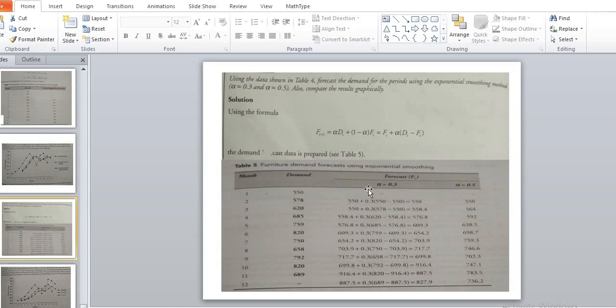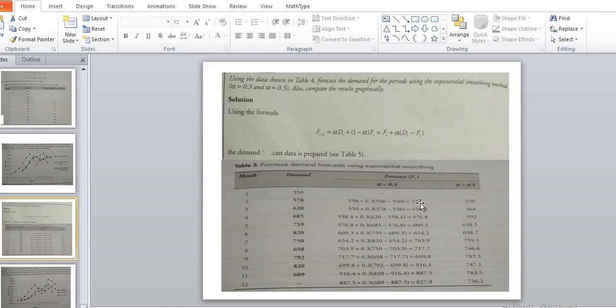For the third month, F(t) becomes F2. So for the third month, it is the F2 value 550 plus 0.3 times the demand for the second month, 578, minus the forecasting value for the second month, which is 550. So it comes as 558.4. So this is the forecasting value for the third month. Here F(t) is the second month forecasting, and this demand is the second month demand.